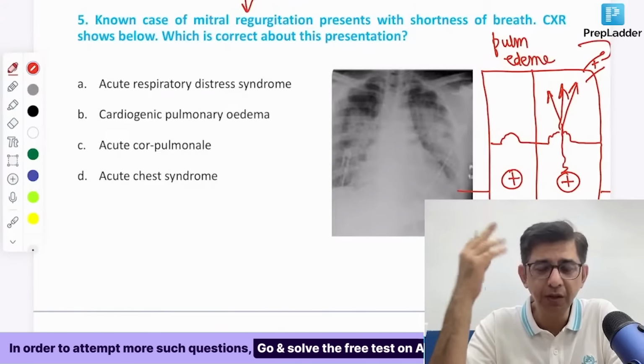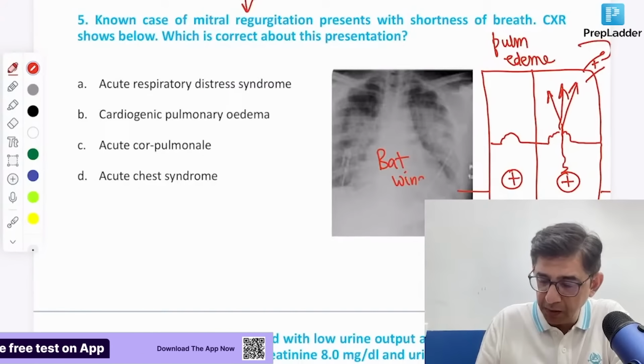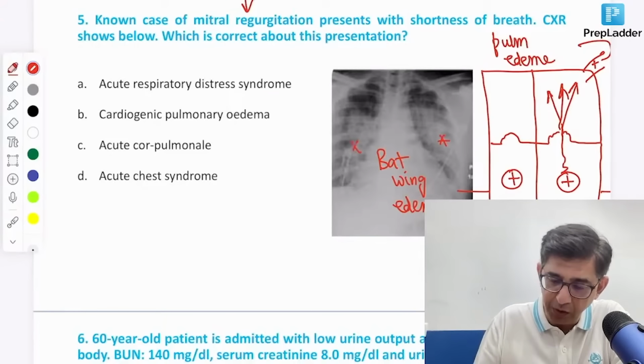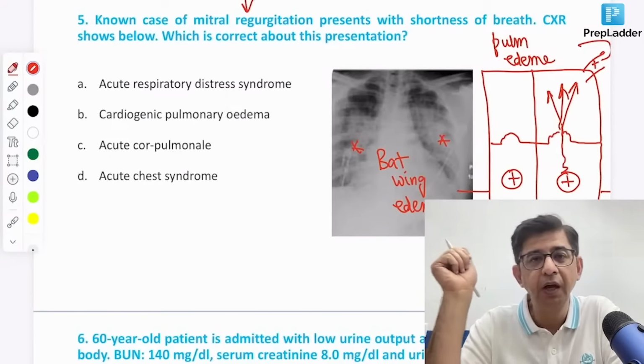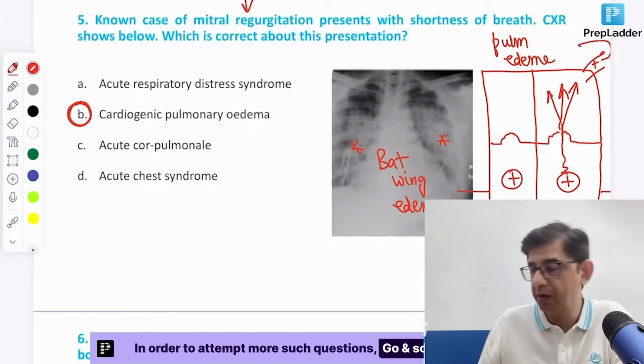This is a simple question, guys, that the X-ray in this case is showing a bat wing edema. This is a bat wing pulmonary edema that is present in this patient. You can notice on both the sides the white on the X-ray is present. So the correct answer for this particular case is option number B. Cardiogenic pulmonary edema is the answer here.